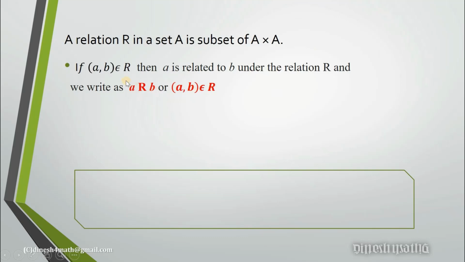So this is what I said just now. If (A, B) belongs to R, then A is related to B under the relation R, and we write it as A related to B or (A, B) belongs to R. Now we are looking for different types of relation. So from here onwards our 12th standard topic starts.